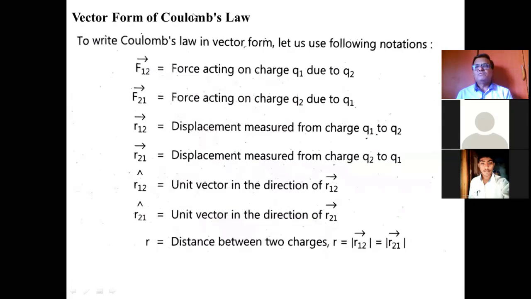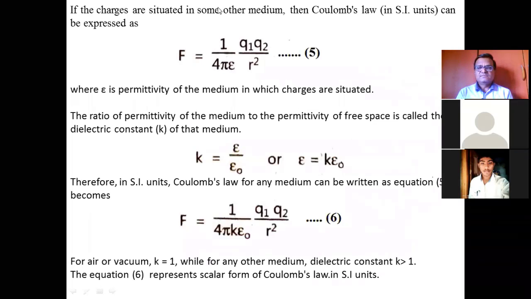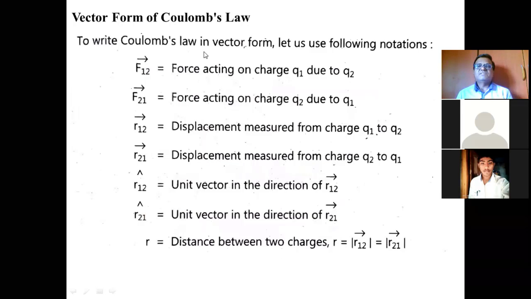Now we have to consider the vector form of Coulomb's law. Equation 6 is nothing but Coulomb's law in scalar form. There is no vector quantity in it. But in this case, F is a vector quantity. Q1 and Q2, that is the charges, are scalar quantities, and R is a vector quantity, that is the displacement. R is a vector quantity, F is a vector quantity. Then we have to consider this equation in vector form also.